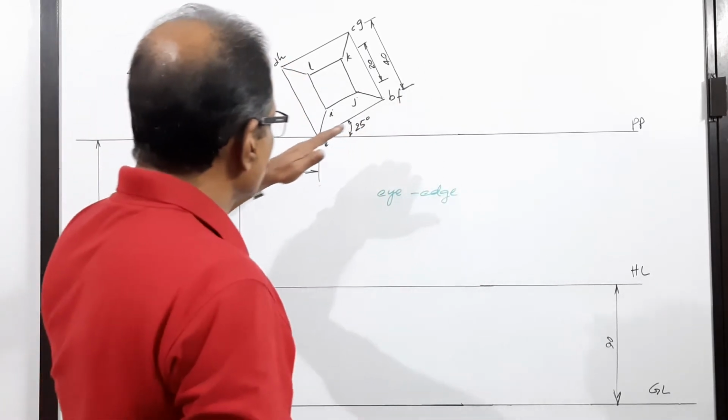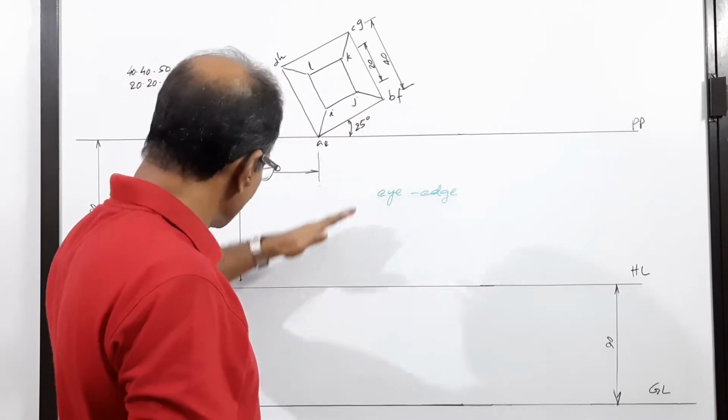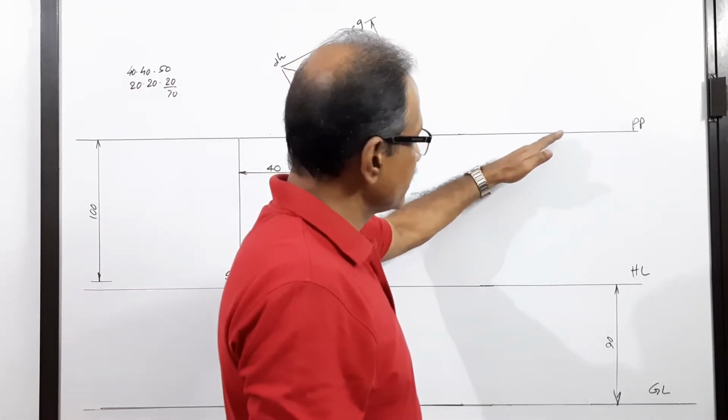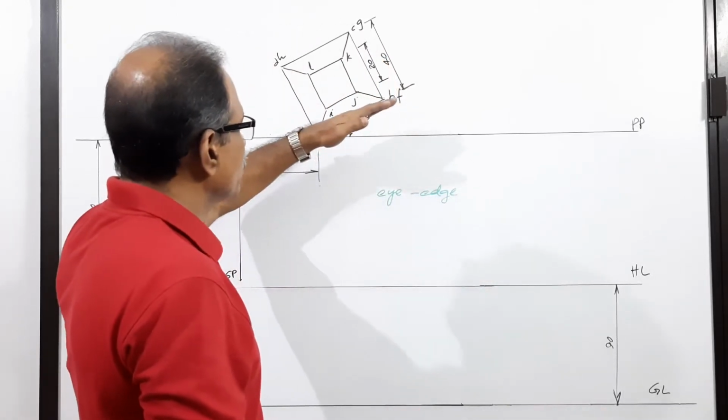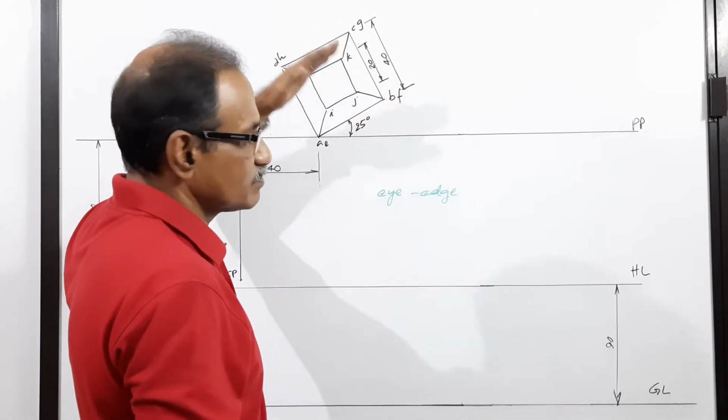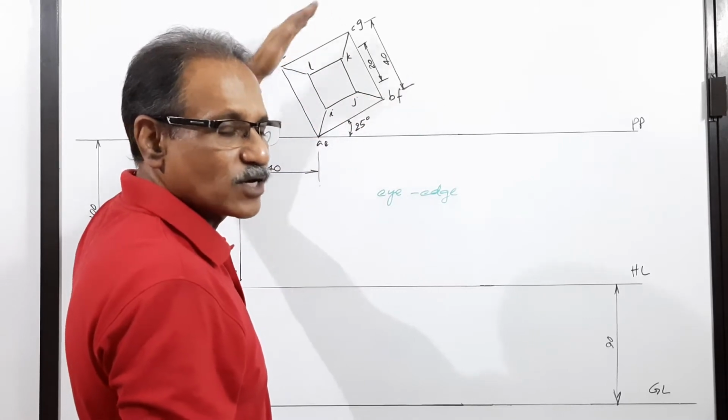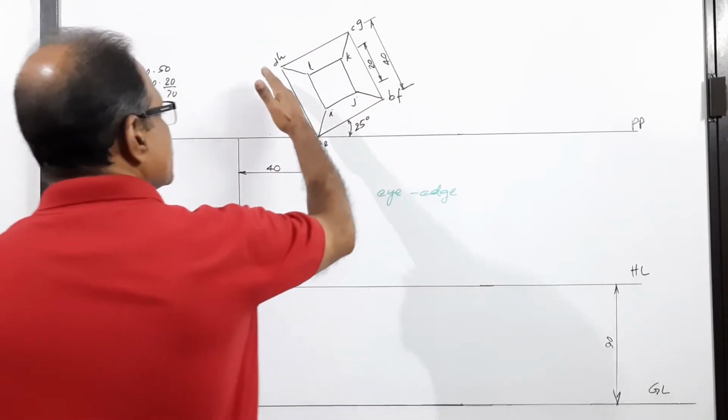The vanishing point is found by drawing a line parallel to this side through SP. It cuts the picture plane at small v1. Drop it down and you get capital V1. Capital V1 is the vanishing point of AB and all lines parallel to AB. Also find the vanishing point of this side, AD.